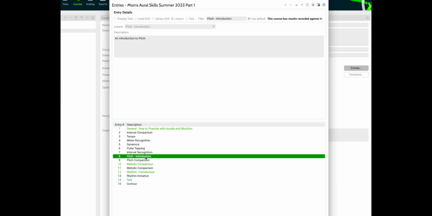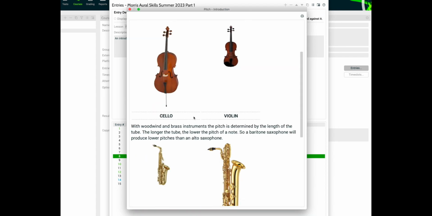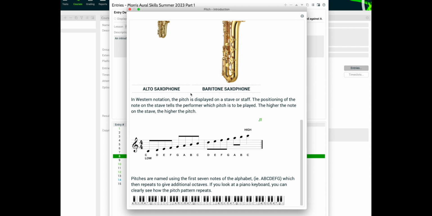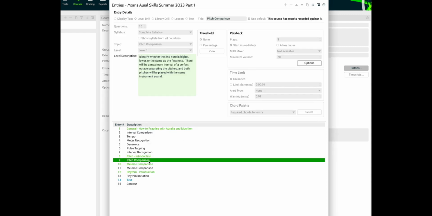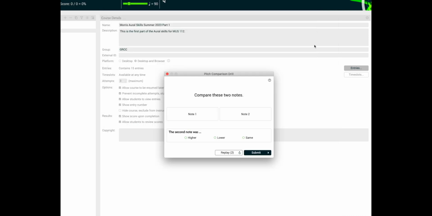And then pitch introduction, and this is a little statement of just read through this, please. I won't read it right now. I'll let you do that on your own. Just take you a minute. And then pitch comparison. So we're going to identify whether the second note is higher, lower, or the same as the first note. So let's see what this sounds like.